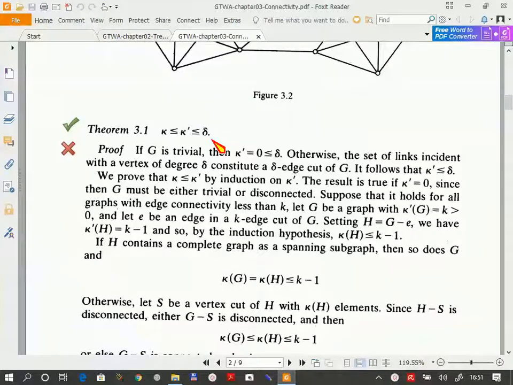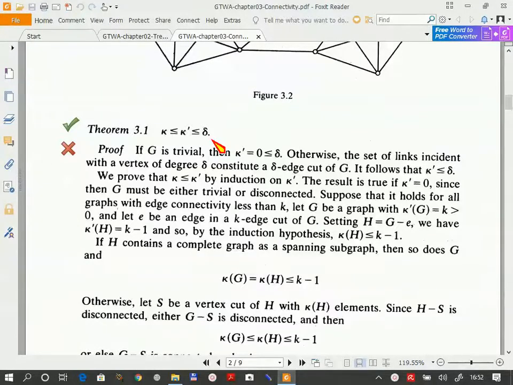But then what happens if you delete all 5 edges incident to that particular vertex? That vertex becomes isolated, and so you have disconnected the graph. And so you might also have that kappa prime is even strictly less than small delta, but surely there is always the possibility of disconnecting the graph by deleting small delta edges, the ones incident to a vertex of minimum degree.